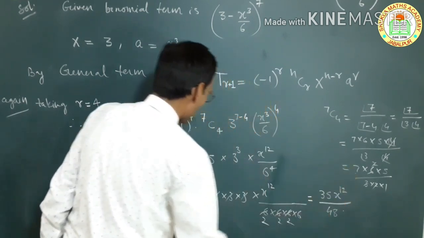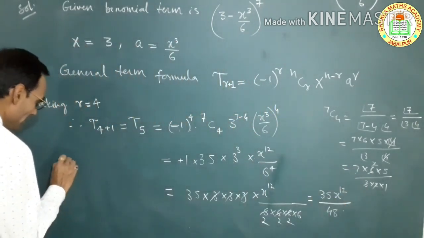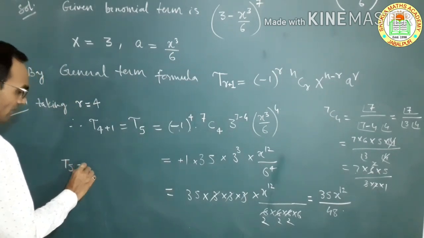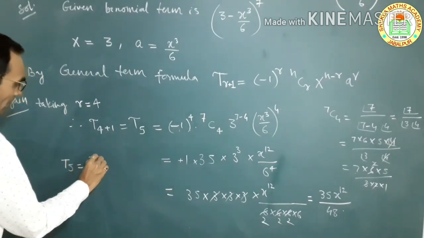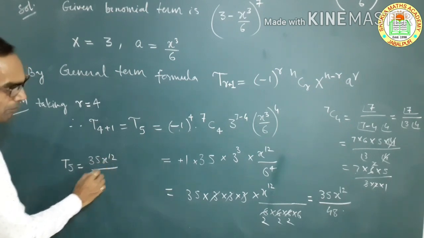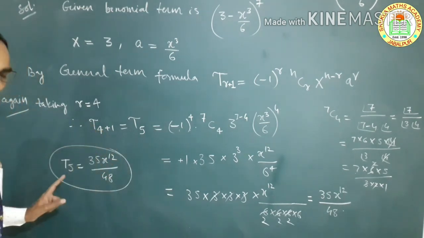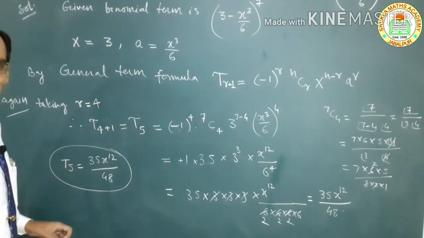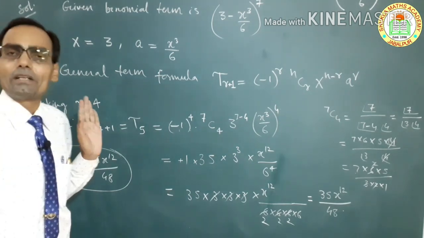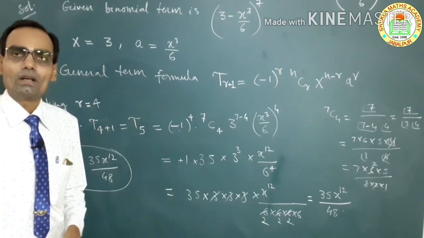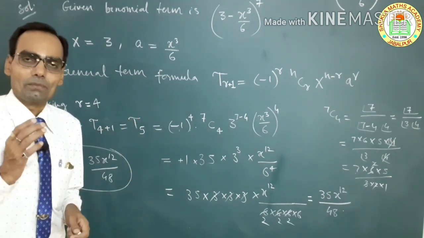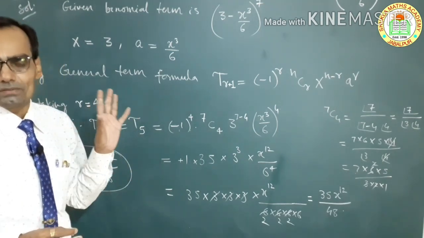So that is our required next term, that is the 5th term, 35 x raised to 12 upon 48. So this is the next middle term, that is the 5th term. So these are the middle terms, and this is the concept of finding the middle terms of a binomial expansion.